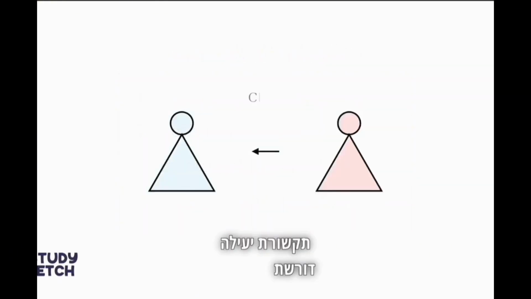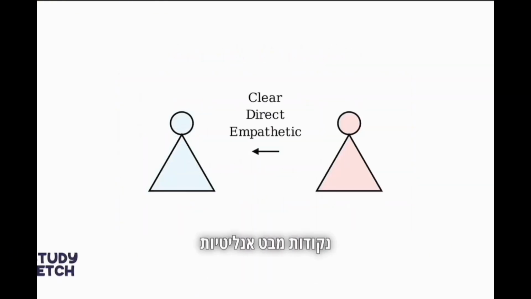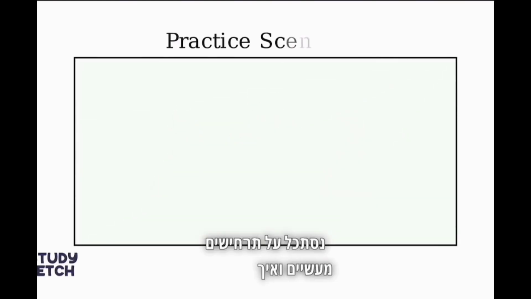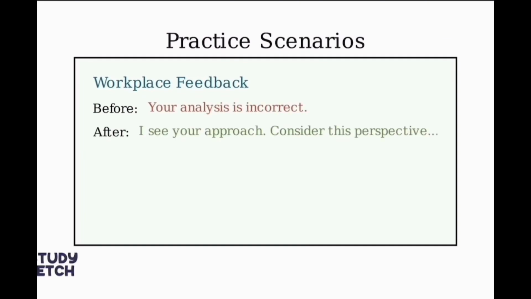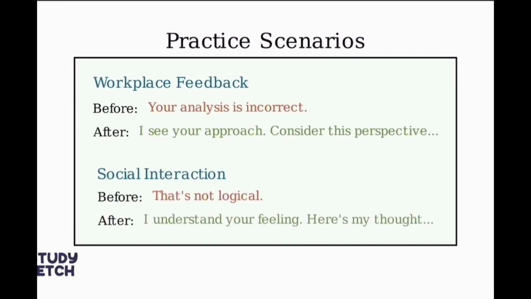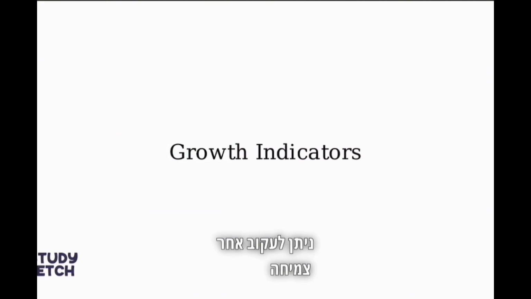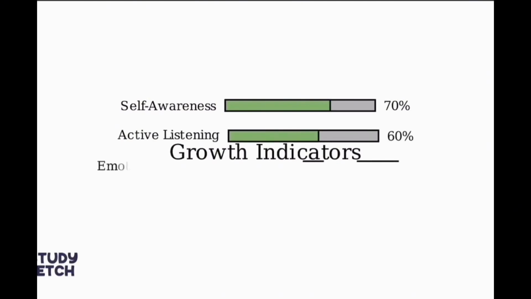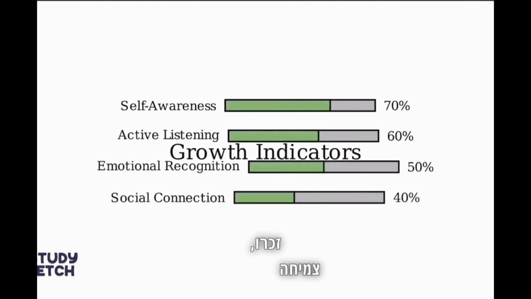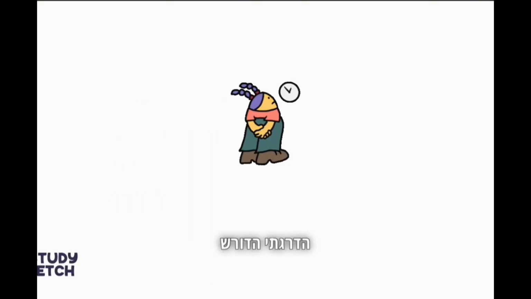Effective communication requires bridging the gap between analytical and emotional perspectives. Let's look at practical scenarios and how to handle them more effectively. Growth can be tracked across different areas of emotional intelligence and social connection. Remember, growth is a gradual process that requires consistent practice and patience.